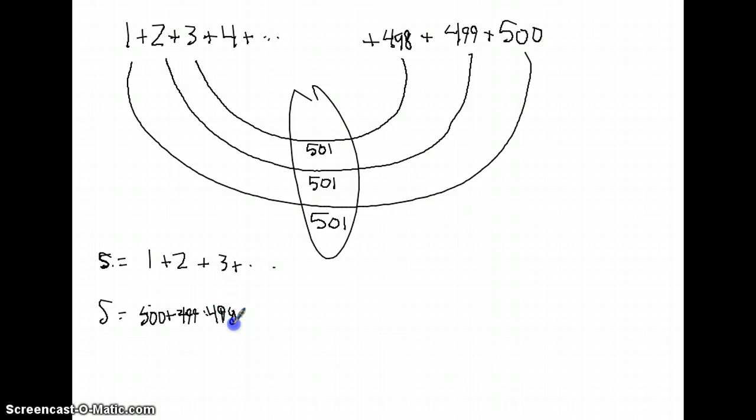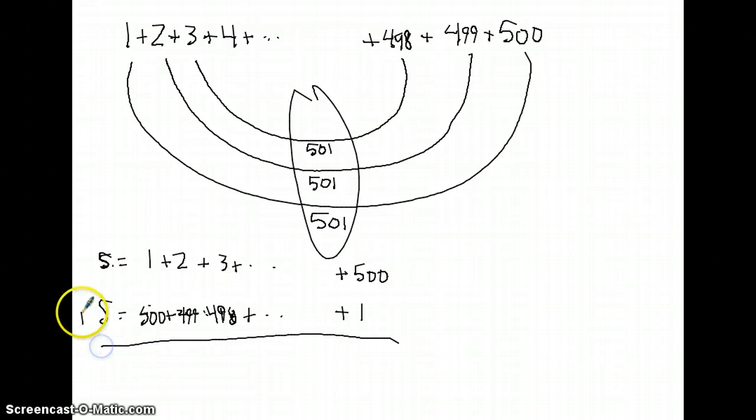Gosh, I cannot write with this thing today. Plus blah, blah, blah. This goes to 500. This goes and has exactly the same number of columns, and it goes to 1. And then you just add that thing to itself, and you're going to get this same kind of 501 idea I was just talking about. You get 501 plus, guess what? 501 plus, guess what? And this ends at, guess what?